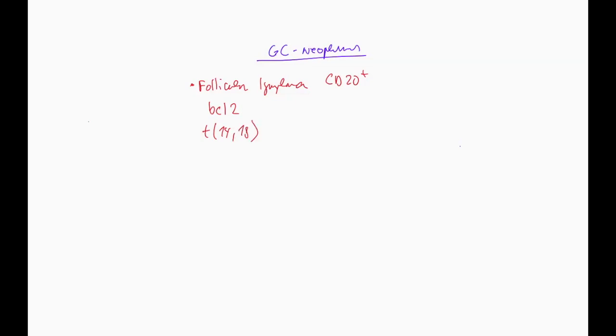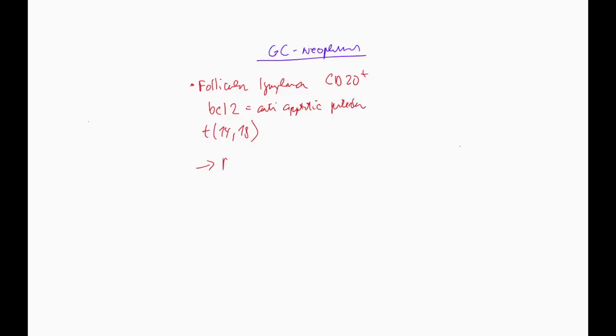And BCL2 is an anti-apoptotic protein. It helps the lymphocytes, which are not nice, to survive apoptosis. And of course, we talked about the architecture of the lymph node, so I don't have to mention it again. Anyways, the complication of this is very important, and it's a transformation to diffuse large B cell lymphoma. Remember that.